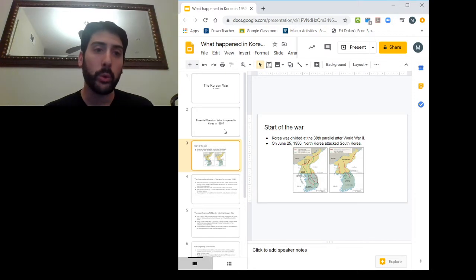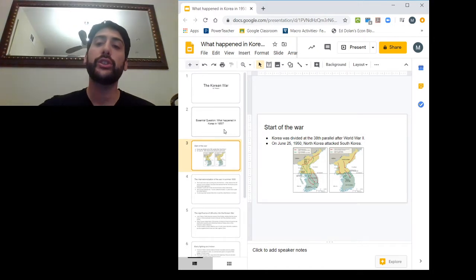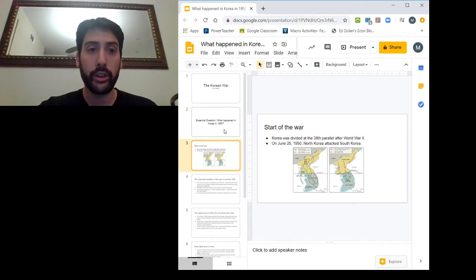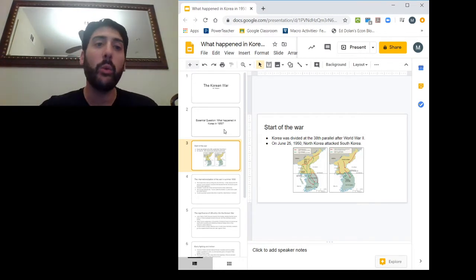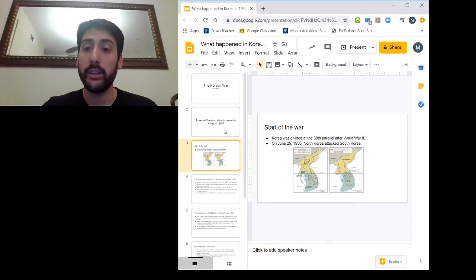So during World War II, Korea is occupied by Japan. Japan loses World War II to the Allies. And so the Soviets are going to occupy North Korea and the Americans are going to occupy South Korea. And it wasn't supposed to be permanent. This was just a temporary split. But as the Cold War hardens, these barriers become permanent. And so we're going to see a split at the 38th parallel.